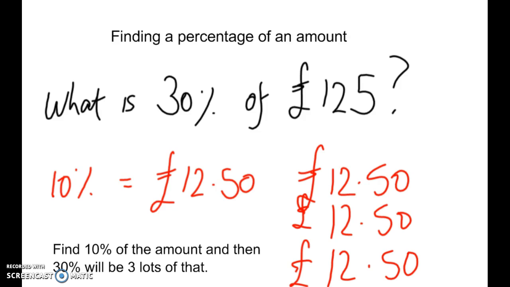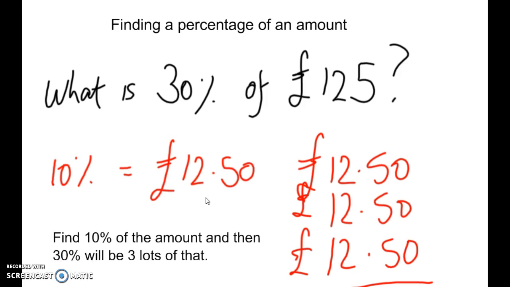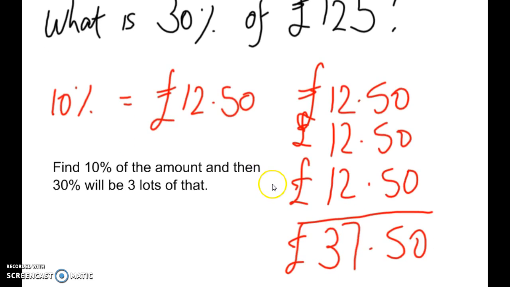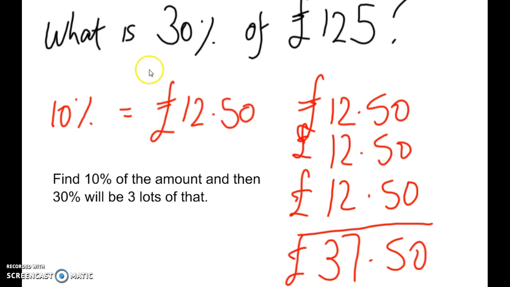let's have a look at finding a percentage of an amount. So here, what is 30% of £125? Well, I'm dividing by 10 to find out what 10% is, and then 30% is going to be 3 times that. So I can either multiply £12.50 by 3 or just add 3 lots of £12.50 together. So my answer to this question, what is 30% of £125? My answer would be £37.50.